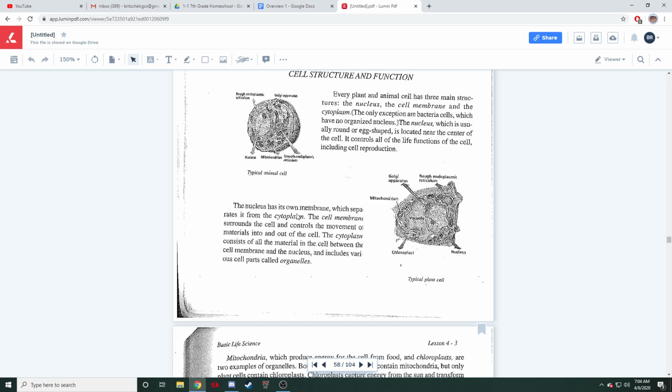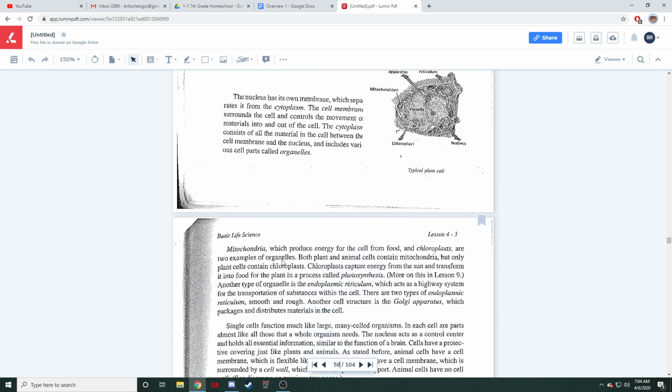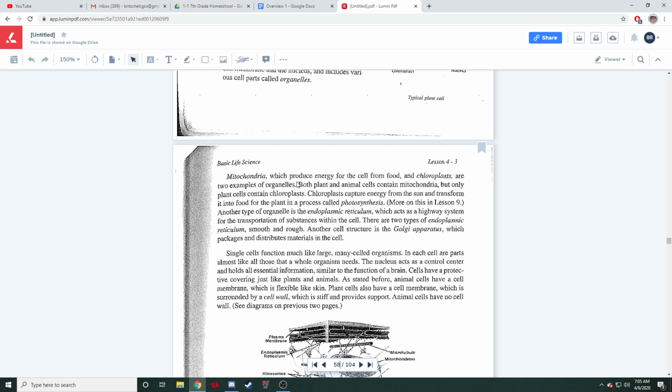The nucleus has its own membrane which separates it from the cytoplasm. The cell membrane surrounds the cell and controls the movement of materials into and out of the cell. The cytoplasm consists of all the material in the cell between the cell membrane and the nucleus and includes various cell parts called organelles. Mitochondria, which produce energy for the cell from food, and chloroplasts are two examples of organelles.